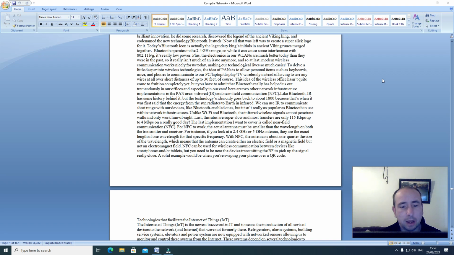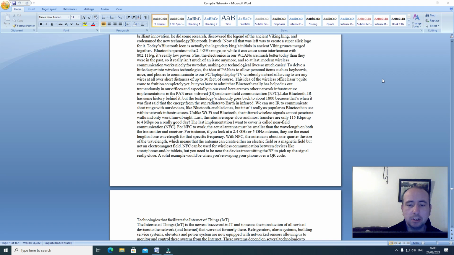Unlike Wi-Fi and Bluetooth, infrared wireless signals cannot penetrate walls and only work line of sight. Last, the rates are super slow and most transfers are only up to 115 kilobytes per second, up to 4 megabytes per second on a really good day.